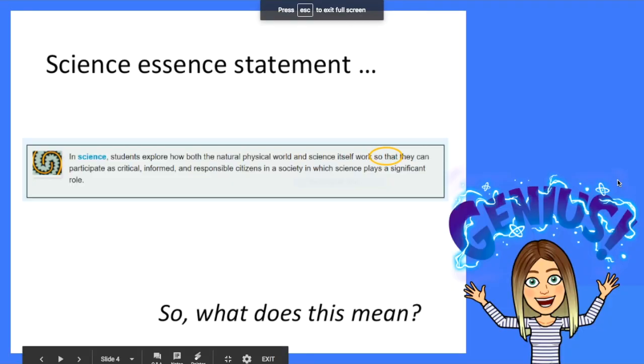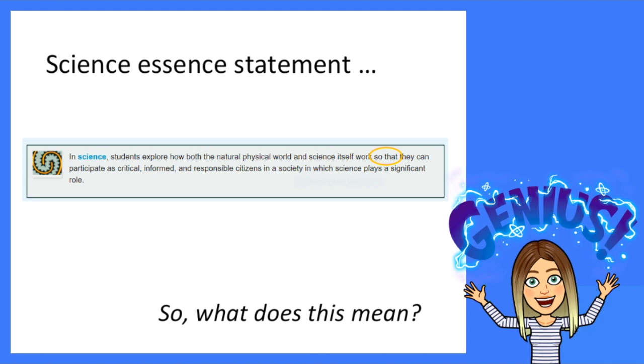Okay, so in this week's staff meeting, we're just going to roll on from what we spoke about last week. We briefly talked about the science essence statement, and the science essence statement says, in science, students explore how both the natural physical world and science itself work so that they can participate as critical, informed, and responsible citizens in a society in which science plays a significant role. Now, that "so that" is really important wording.